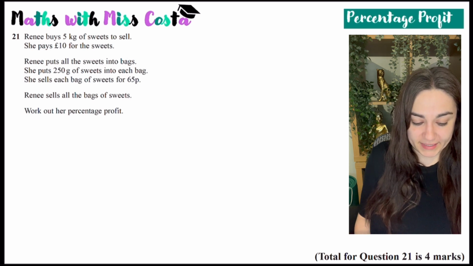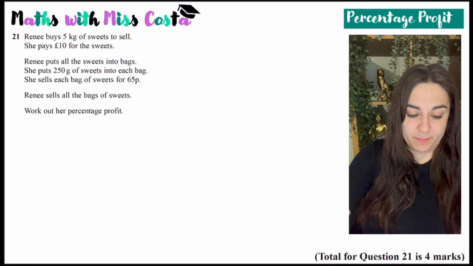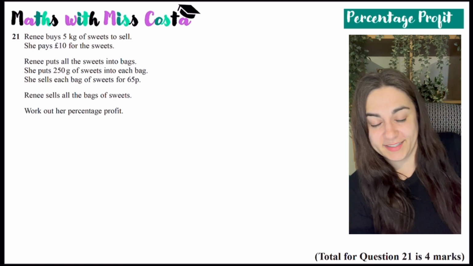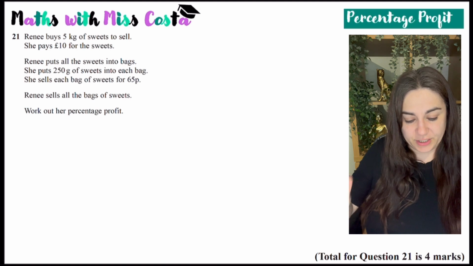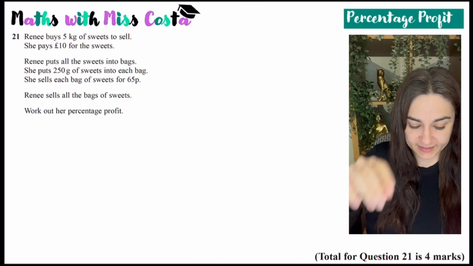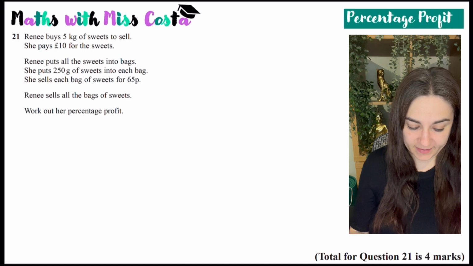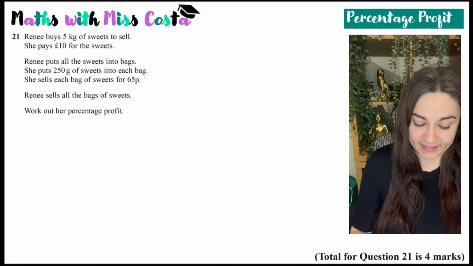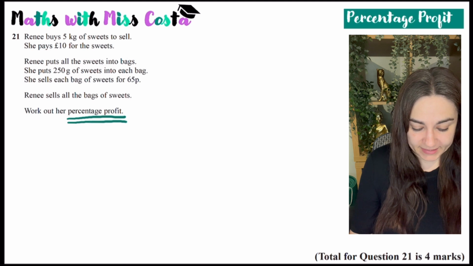Okay, next we've got a percentage profit question. So I'm told that Renee buys 5 kilograms of sweets to sell and that she pays £10 for the sweets. She puts all the sweets into bags and she puts 250 grams of sweets into each bag. She sells each bag of sweets for 65p. She sells all of her bags and I need to work out her percentage profit.